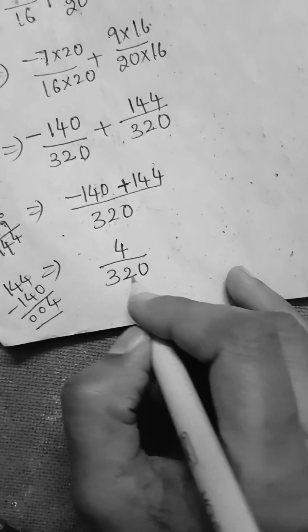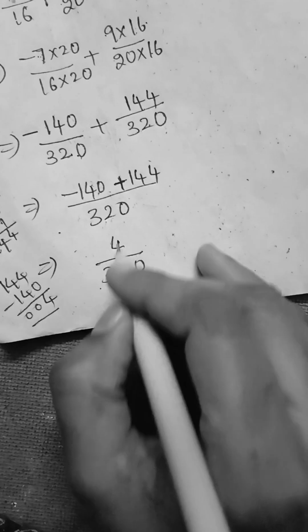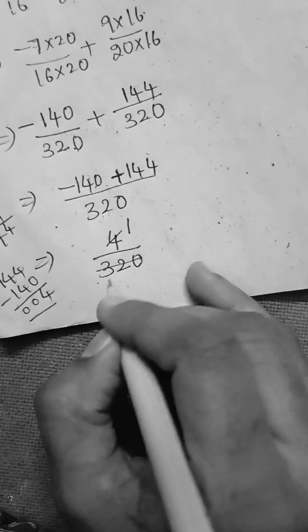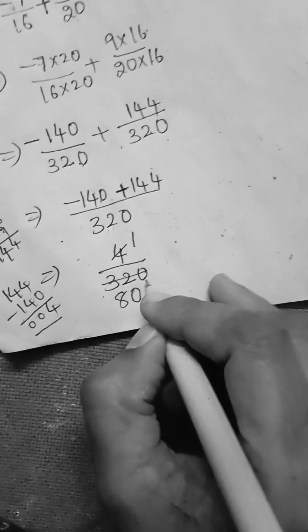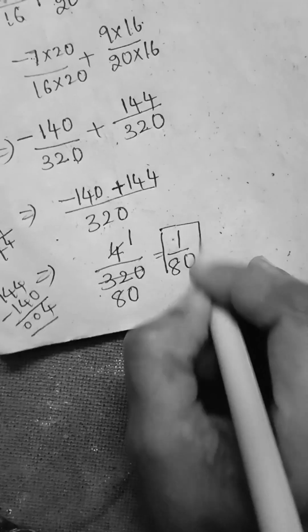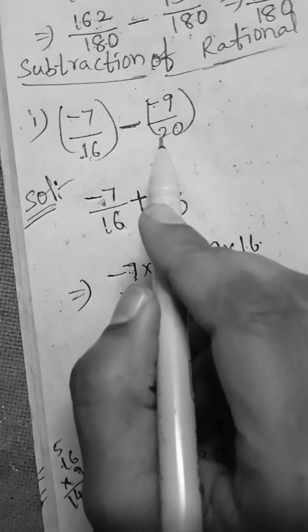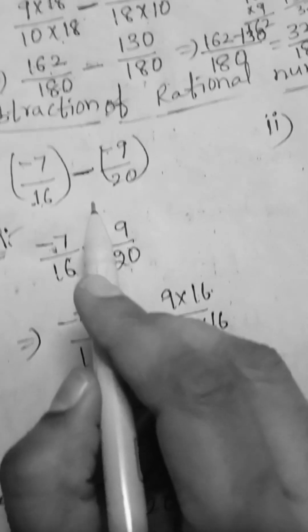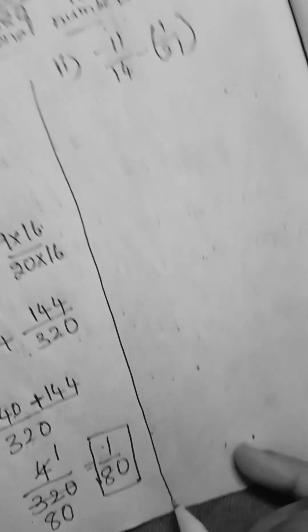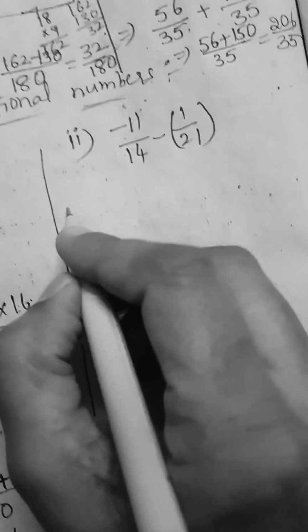If you get cancellation, you have to do it. Otherwise, leave it. Now here we are getting cancellation. 4 1s are 4, 4 8s are 32 0. Now 1 by 80 is our answer. Now this is a subtraction of rational numbers.